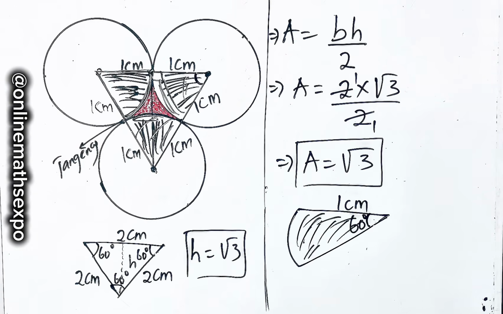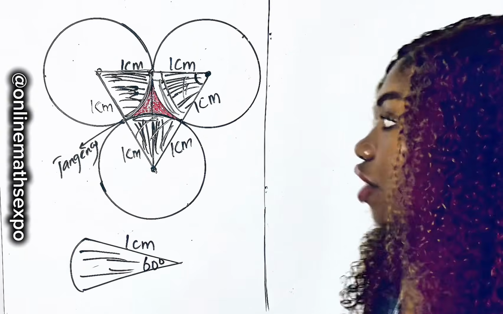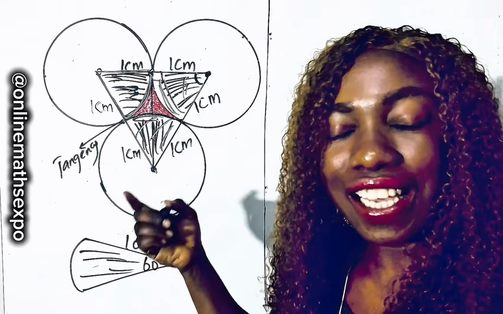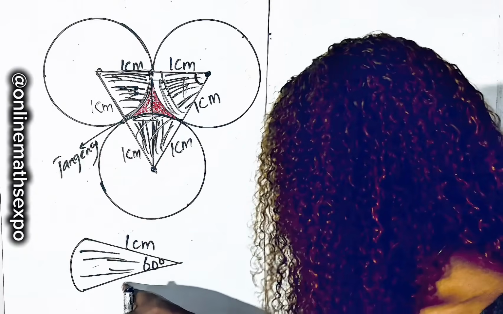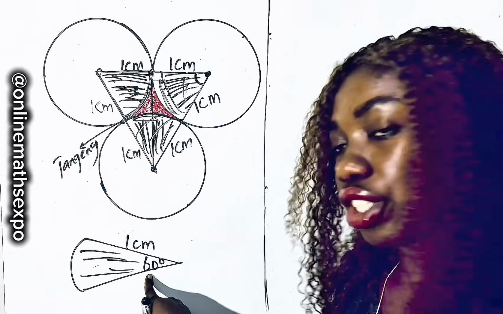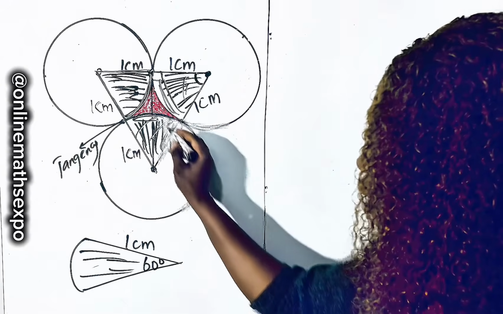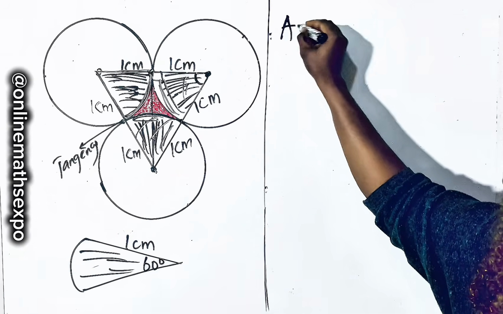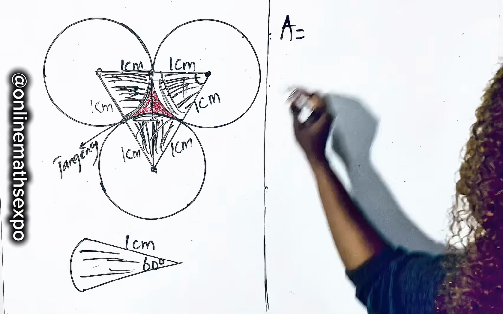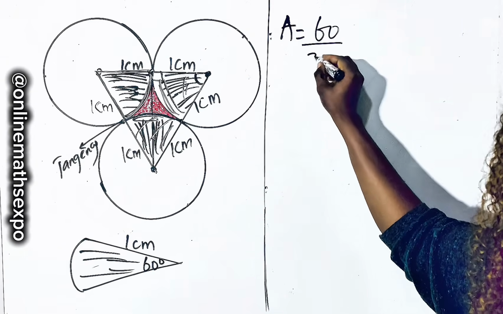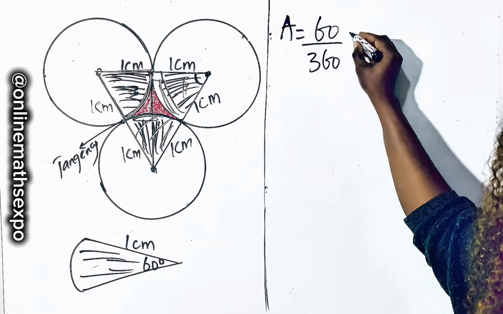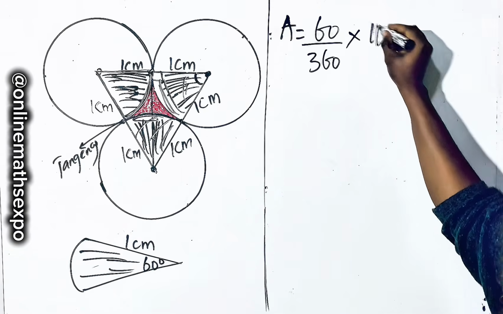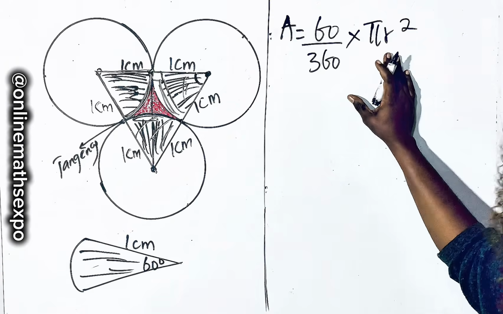Let's do that together. To find this area, this is not a quarter circle, it's not a half circle. So to get the area of this, just take a fraction of this angle. And the total angle of a circle, you know, is 360. So the fraction will be 60 over the total angle, which is 360, then times the area of the circle, which is pi r squared. This is how to get it.